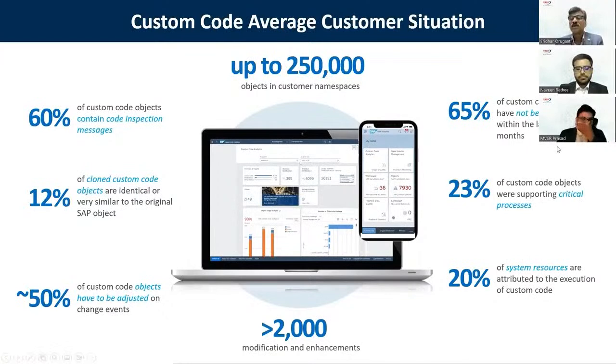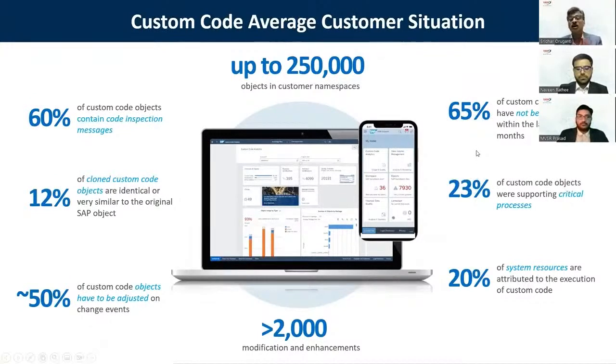And then 23% of the custom code objects were supporting critical processes. That means these are important. But despite these being very important, 65% of those are not really being used. So if you take these two numbers in tandem, there is something wrong.